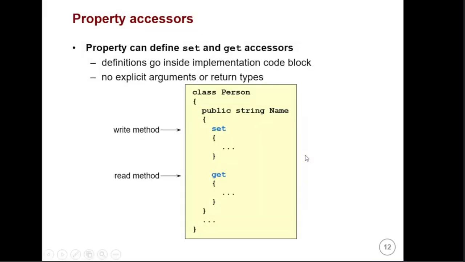Now, here is what makes properties different from the so-called getters and setters methods. We have keywords inside the implementation called set and get. As we can see, set has no open and close parentheses, the same as get. They have no parentheses, but they still have a statement block.